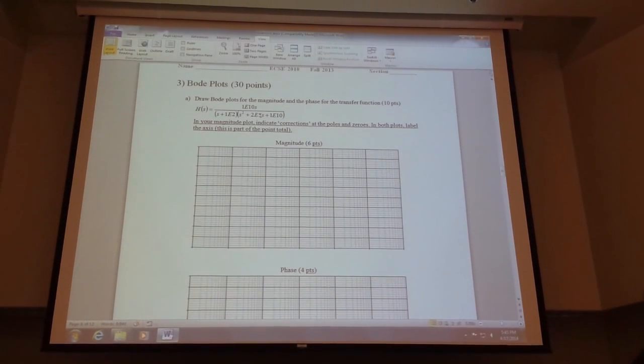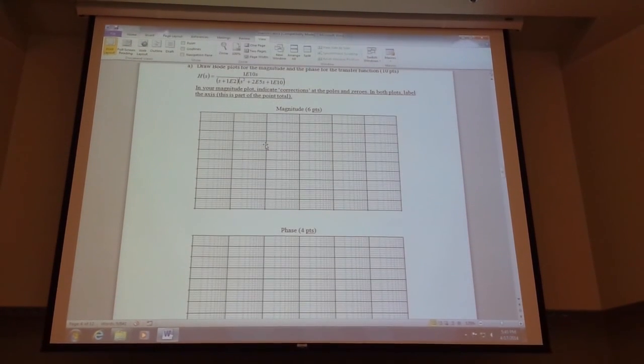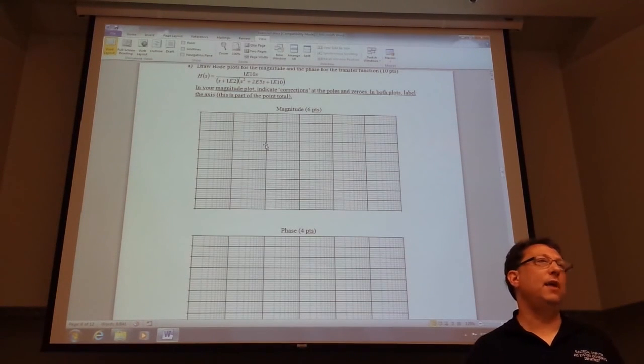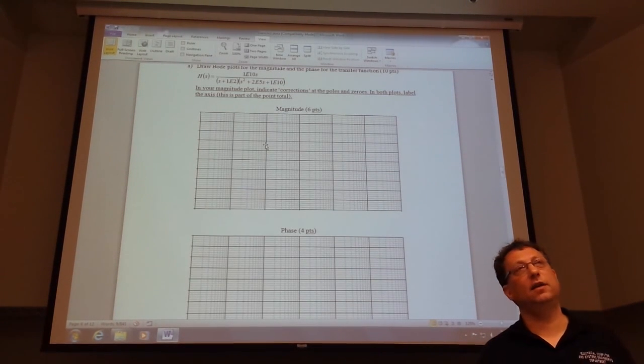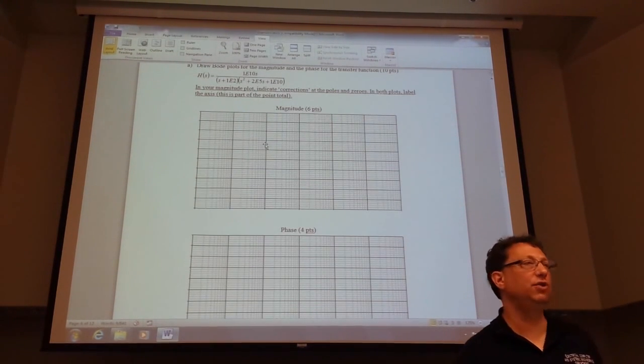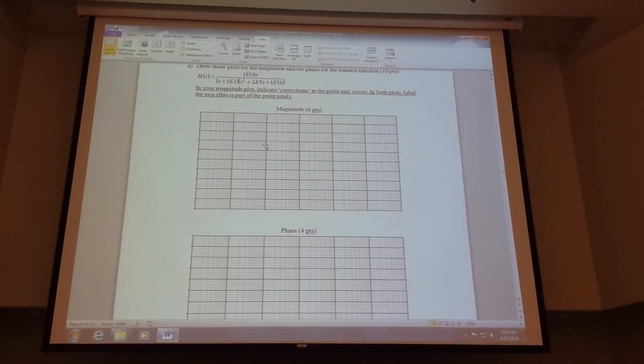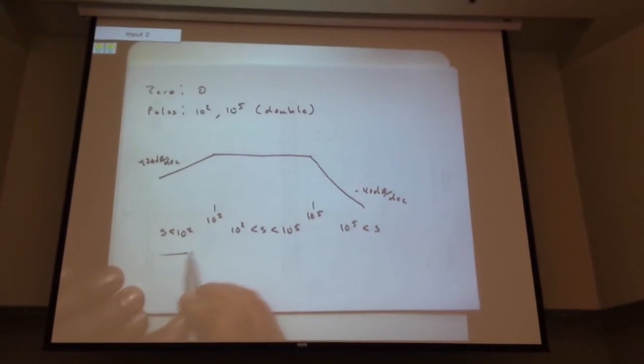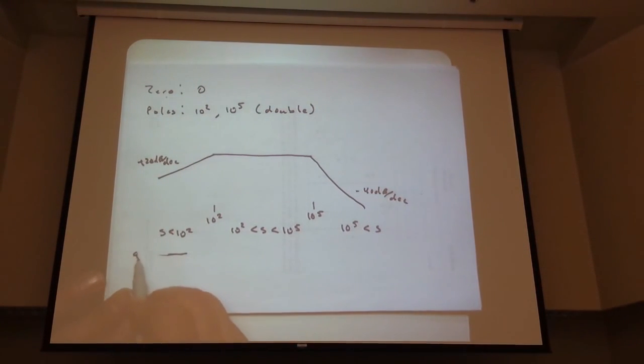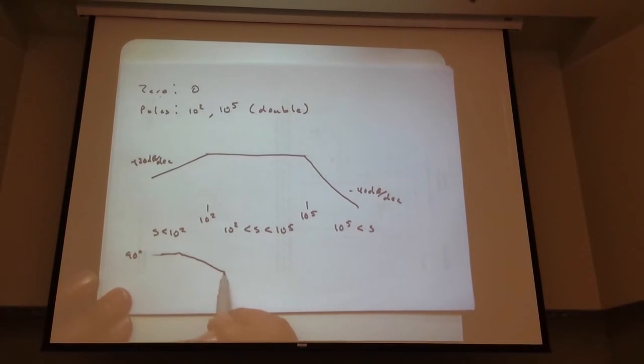And comparably for phase, what's our phase? Well, for S much less than 10 to the 2, what's our phase? This is again something you should be able to do by inspection. 90. Does everybody agree? 90? And then what's the phase change as we cross 10 to the 2? 90 degrees over 2 decades. So what does our phase wind up looking like? We start off at 90. There's 10 to the 2. We change over 2 decades.